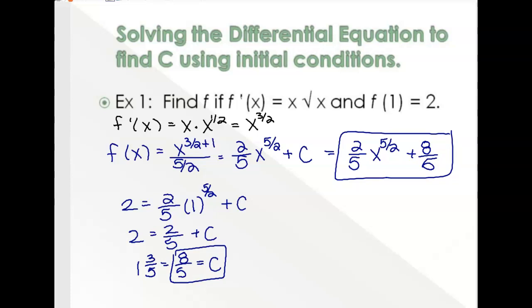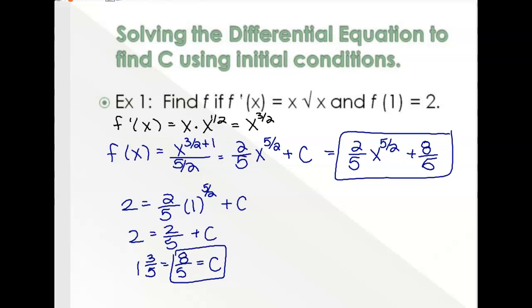And that plus c is really important because we are going to now take the idea that this represents f of x, and we can find our c value for f of x. So we're going to plug in our initial conditions, which says when x is 1, y is 2. So what that means is we have 2 equals 2/5 times 1 to the 5/2 plus c.